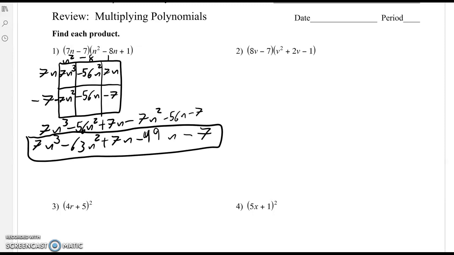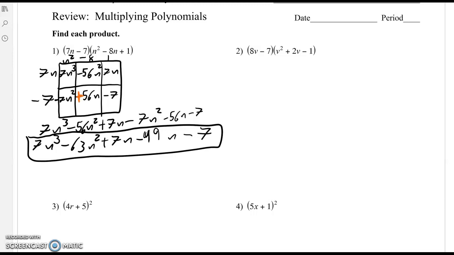So do we agree that 7n cubed minus 63n squared plus 7n minus 49n minus 7 is the correct answer? No. Where was the mistake made, Mario? A negative times a negative or positive. Oh, wait, I messed it up.